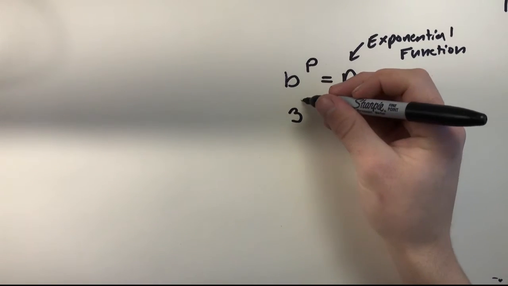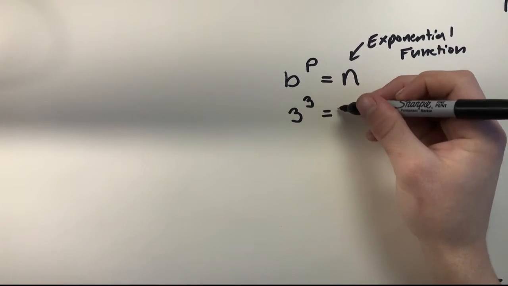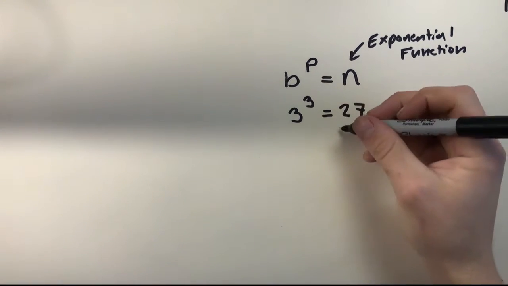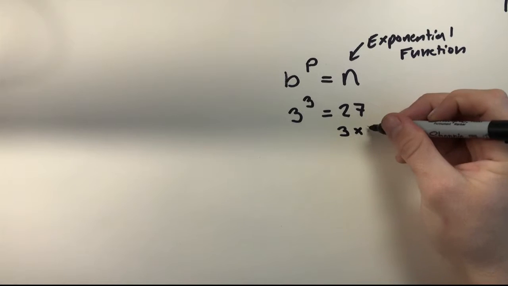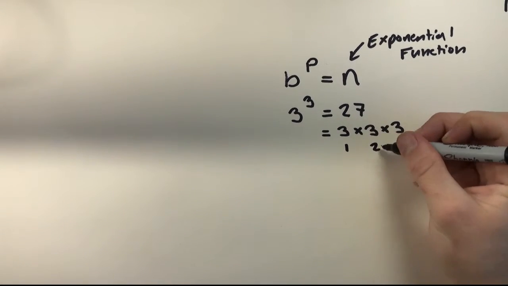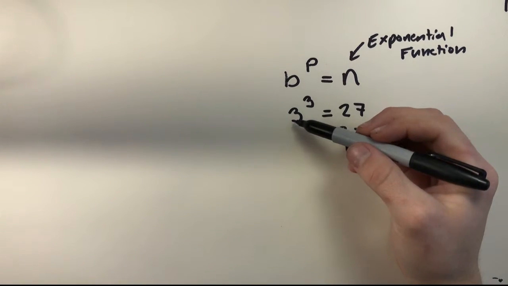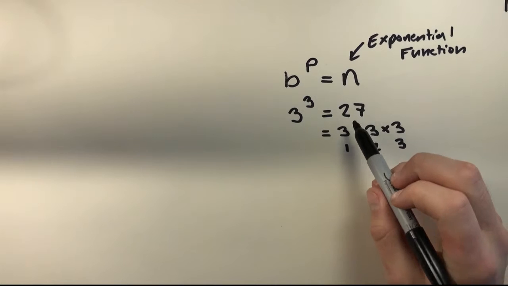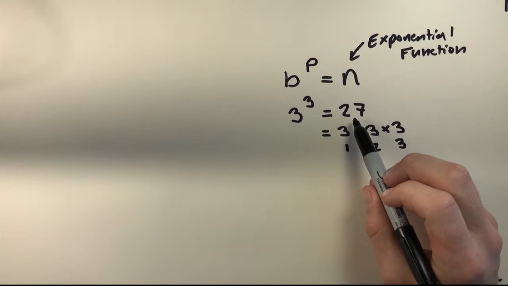3 to the power of 3 is 27. That is 3 multiplied by itself 3 times. 1, 2, 3. 3 multiplied by itself 1, 2, 3 times gives us 27.